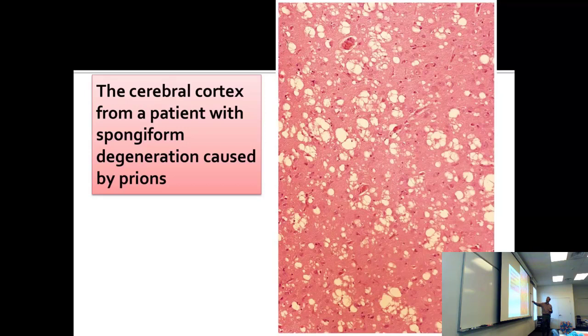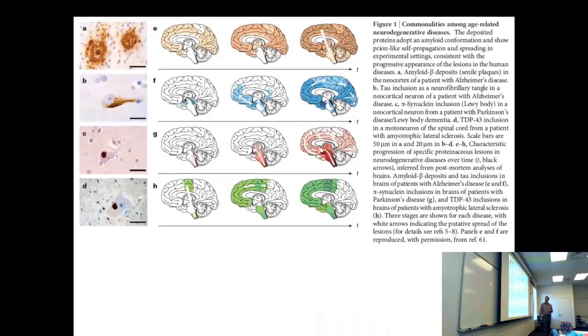And what happens is you end up with these holes in the brain, and this is caused by the prions misfolding. It's a little more subtle. You don't get big holes in the brain with Alzheimer's. Instead, you have these plaques. But I want to show that you have the plaques.